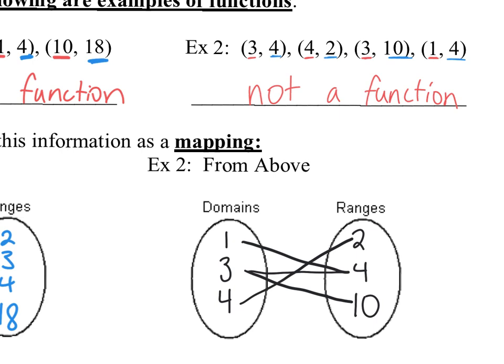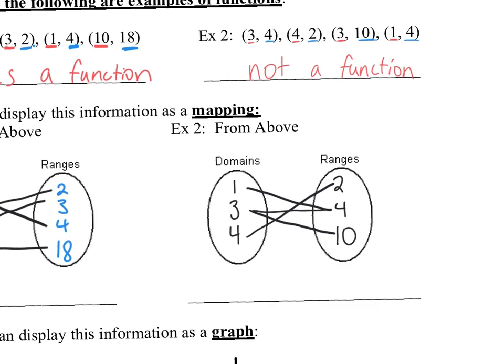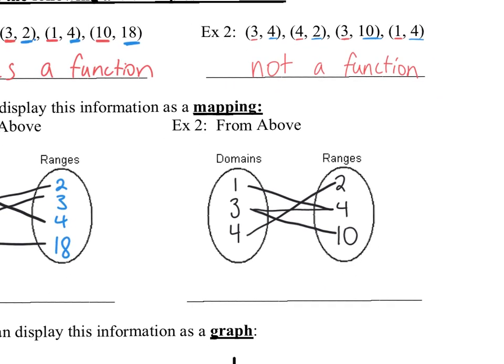Can 1 and 3 have the same birthday? Yes, they can. It's okay for 2 people to have the same birthday. But then, let's go down to 3. Can 3 have a birthday of 4 and 10? No. Okay? So that is how I see that this one is still not a function. So this one is still a no. But if you saw a mapping diagram, you could tell if it was a function just by looking at where those lines go.